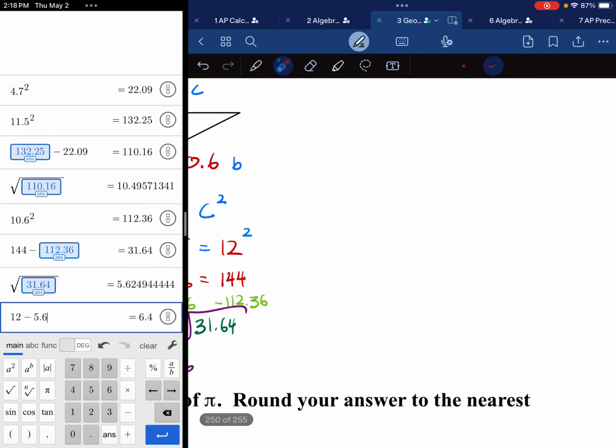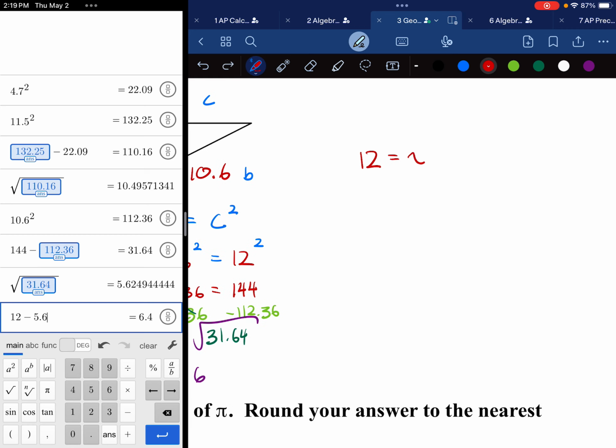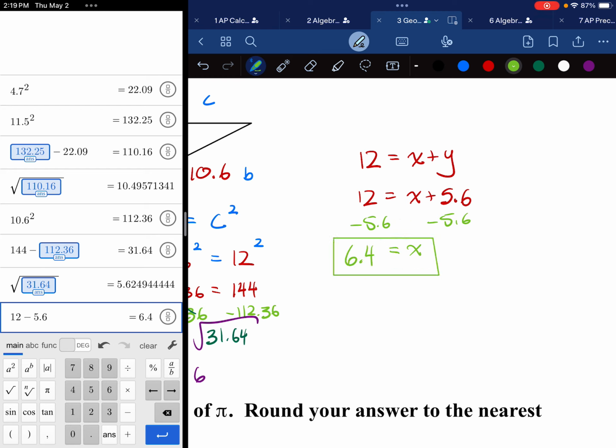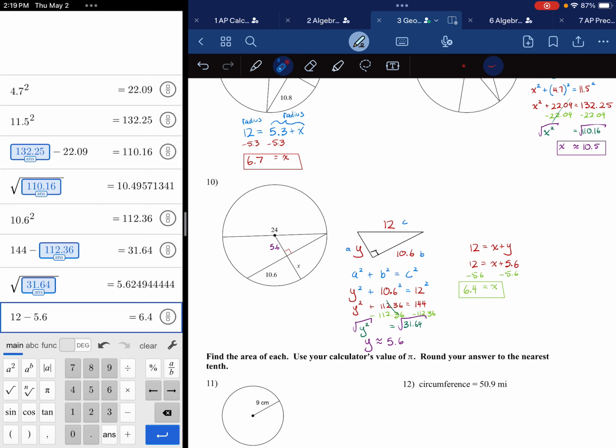You can say that to show your work, so Mr. Sandel can follow what you did. You can say, I know that 12 is the same length as that length of, if you want to be really cool, x plus y. And we just found y, so 12 is equal to x plus that length of 5.6. If I subtract 5.6 on both sides, x therefore is equal to 6.4, which is the thing we were looking for. Again, it feels a little weird to write an equal sign since we already did an approximately equal sign, but it is good enough. So 6.4 for number 10.